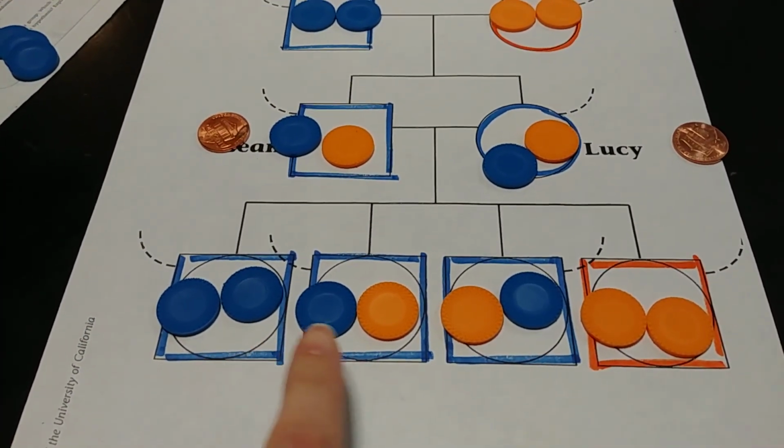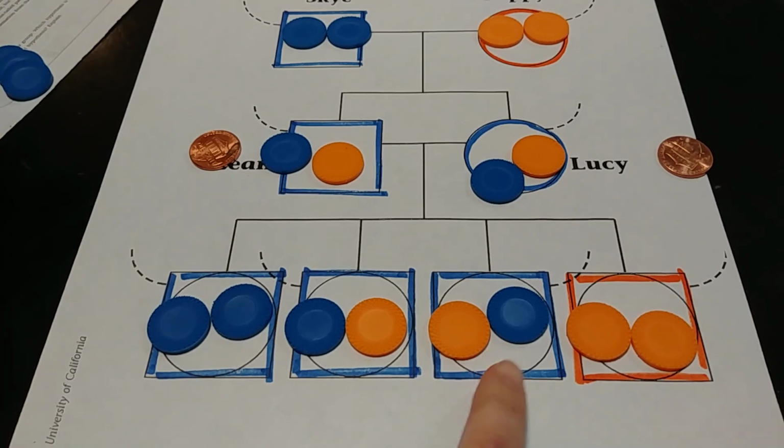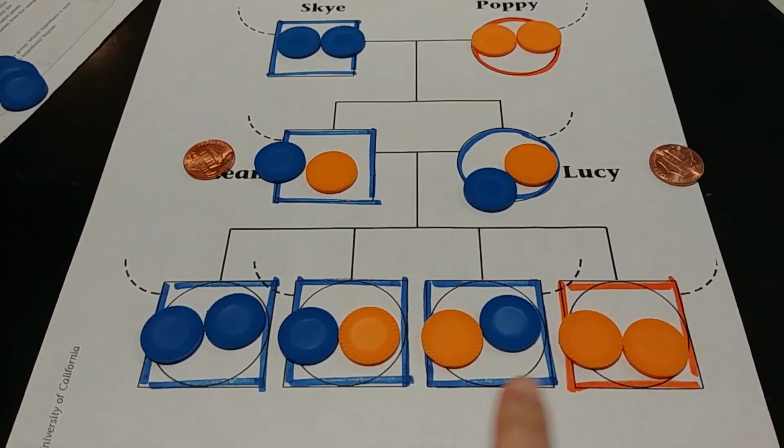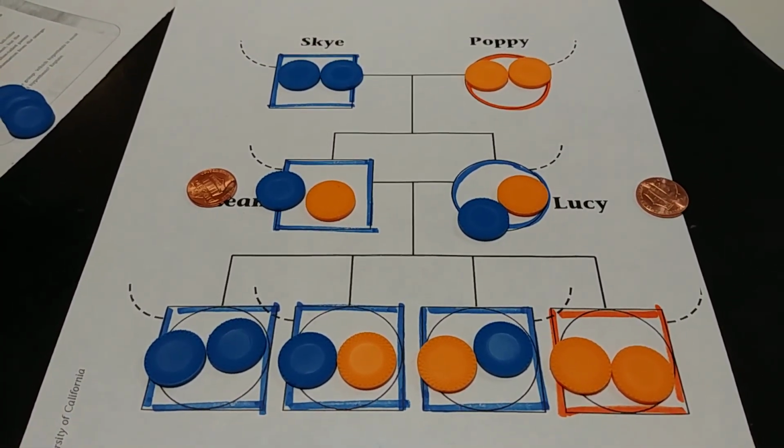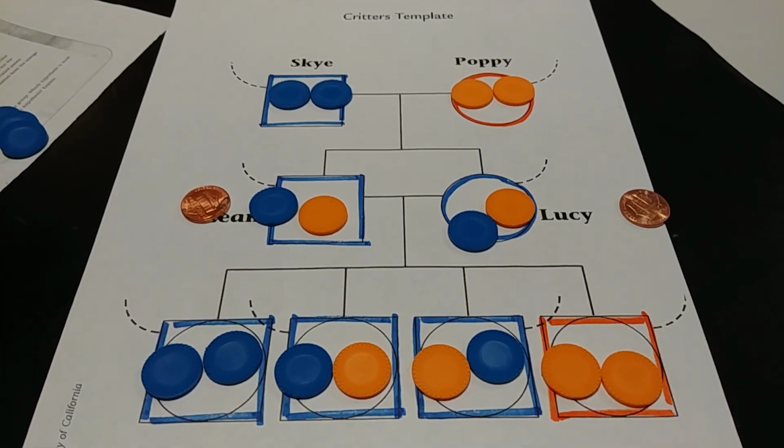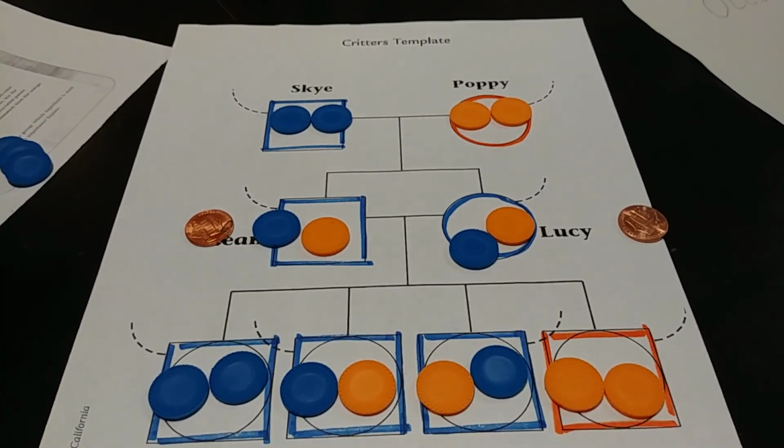And this is why down here, remember, these guys are still blue, because blue is dominant. 3/4 blue, 1/4 orange. That's what you guys are going to be modeling today in your coin toss. I'm going to show you that in just a second.